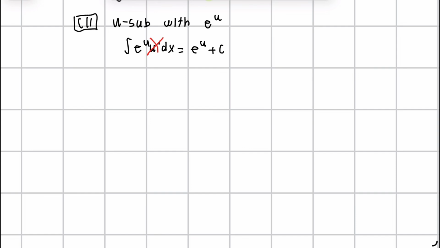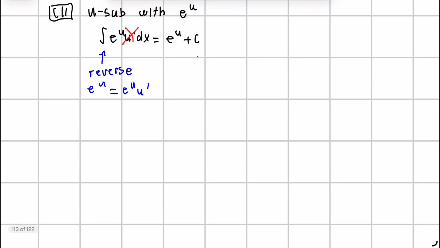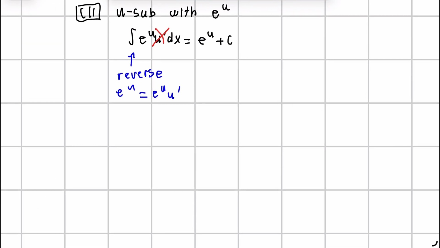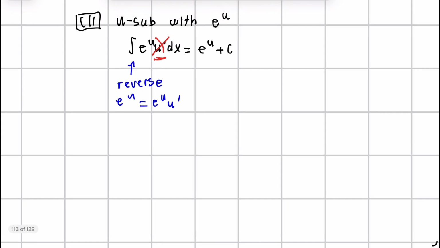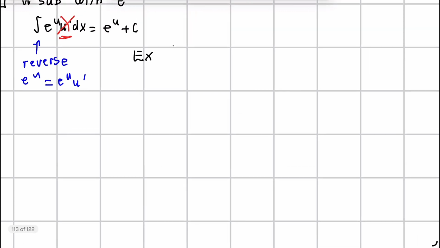So what integration does is reverse the derivative of e to the power of u, which is equal to e to the power of u times u prime. Now, basically, we're going to make u equal to the exponent. Then we're going to check for u prime right here. Then we're going to integrate e to the power of u, and then we're going to substitute u back into our final answer. So that sounds like a lot, but it's actually really easy.